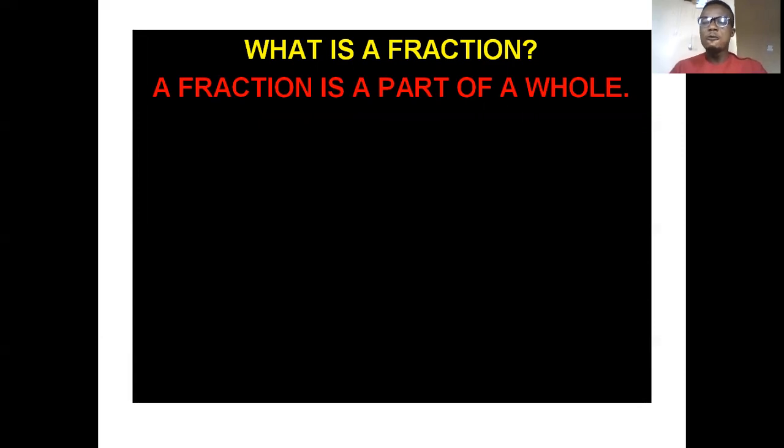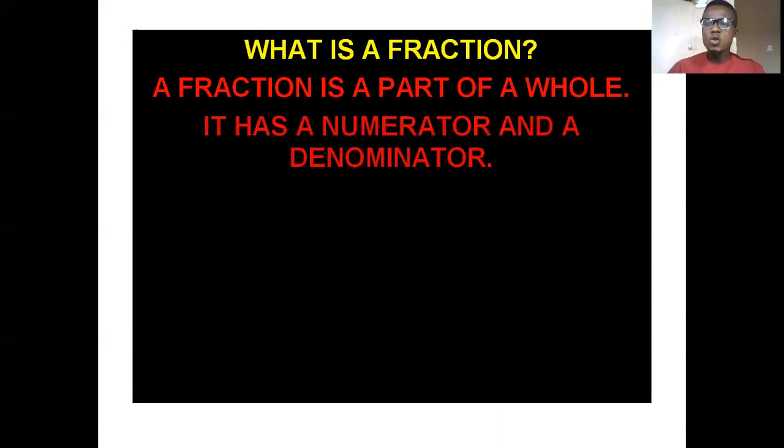If your school fees is 10,000 naira and you go and pay 5,000 naira, you've just paid a fraction of your school fees because you did not complete the payment. So a part of a whole gives us what we call a fraction. Also, let it be known to you that a fraction has both a numerator and a denominator. The number on top is the numerator, while the one below is the denominator.